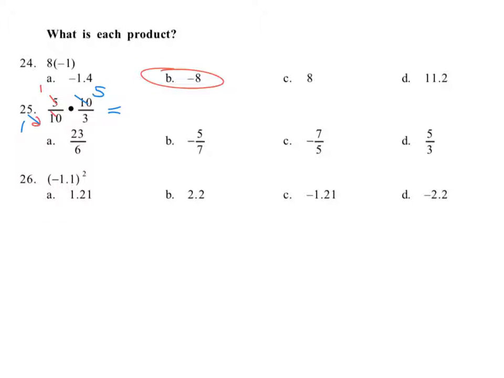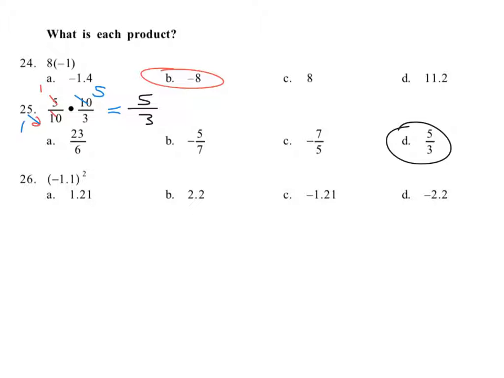So now if we were to just multiply straight across, we'd say, okay, then 1 times 5 is 5. And 1 times 3 is 3. And there's your 5/3. That's D. We get that multiple ways. Okay, last one. We're squaring this number.